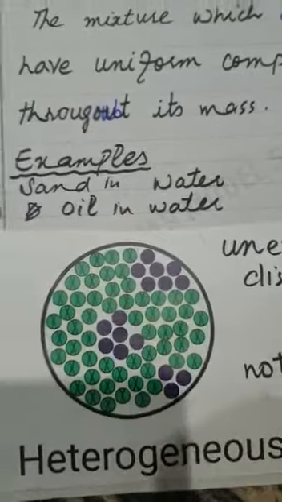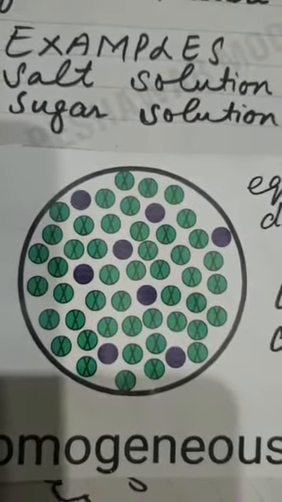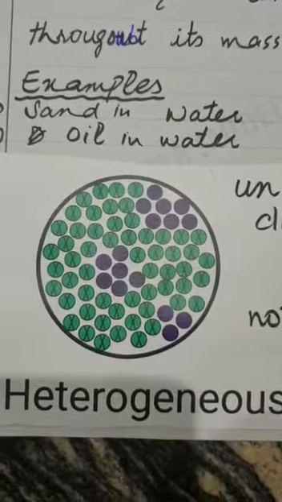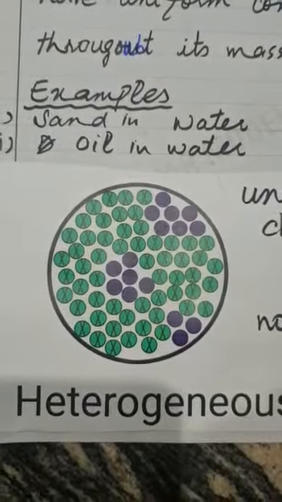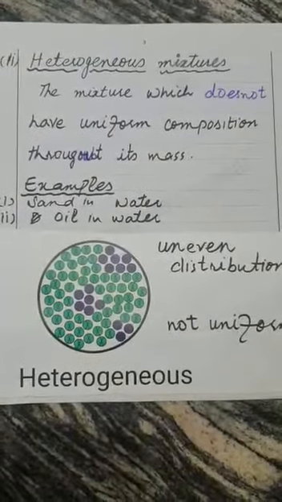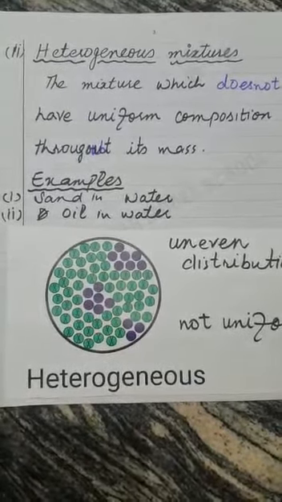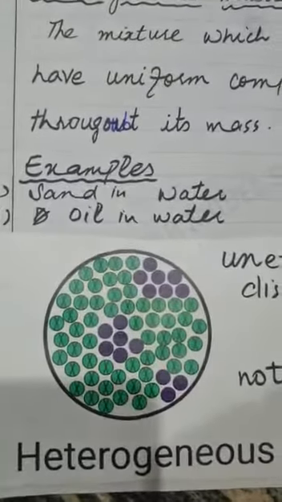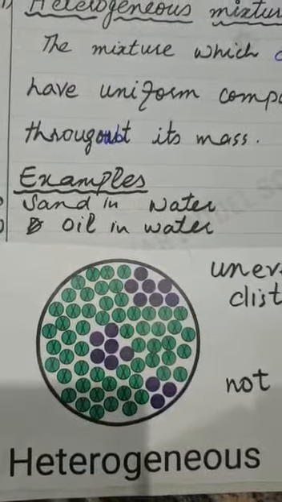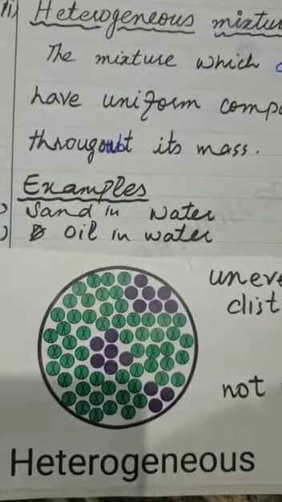So there is no equal distribution of these two components with one another, as compared to the uniform composition. This is uniform composition and this is not uniform composition. So the heterogeneous mixtures have no uniform composition, and the example which we discussed today is sand in water. When you mix sand in water, the sand particles, because of their high density, settle down at the bottom of the container.